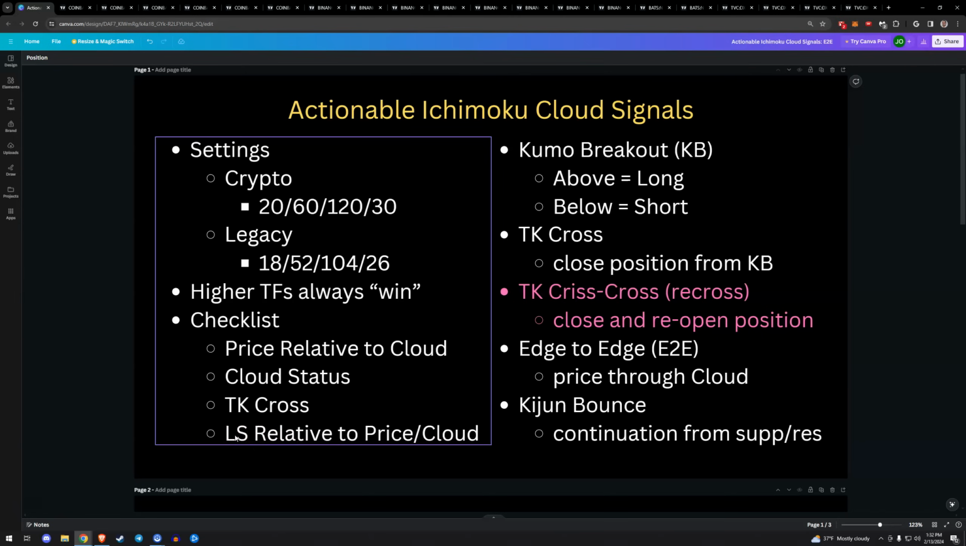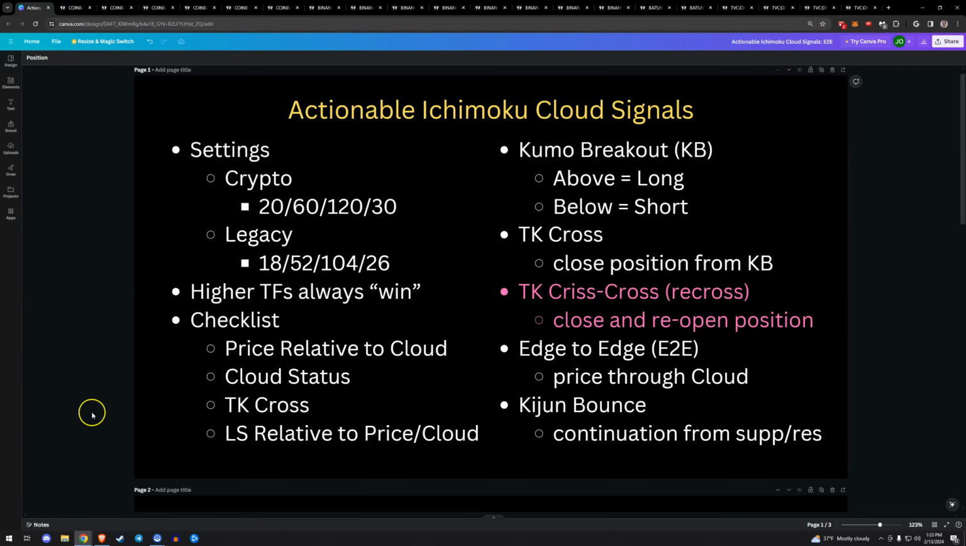But part of the reason I don't use the lagging span is because my settings are what they are. I'm already eliminating noise. I'm already using slower settings. I don't need another piece of the checklist that I've deemed not as useful, just because it feels like my noise to signal ratio is dialed in enough.